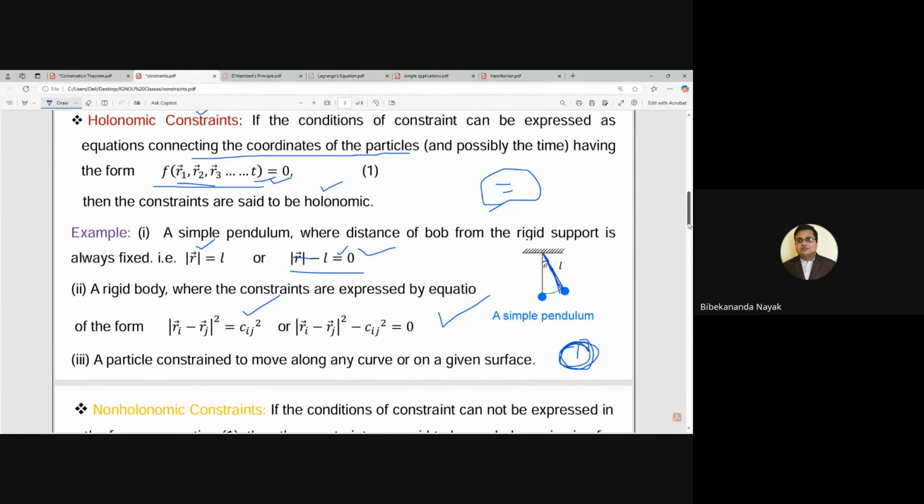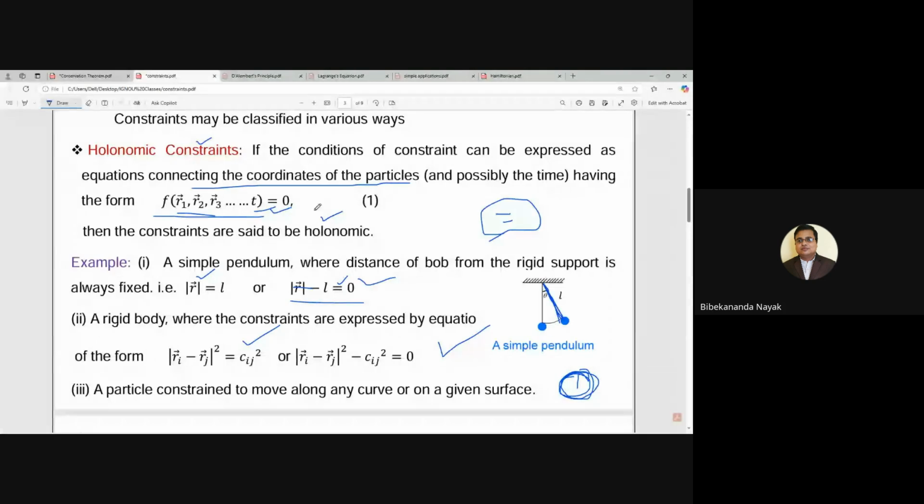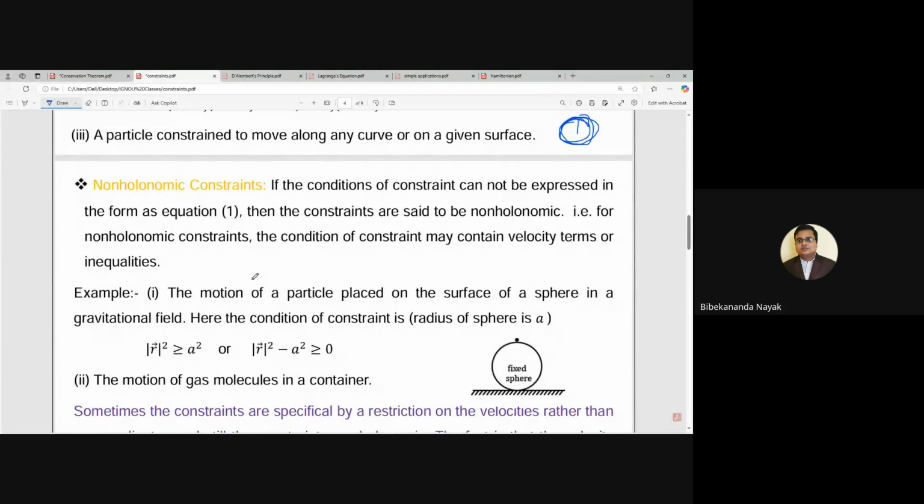Non-holonomic constraint. If the condition of constraint cannot be expressed in the form of equation 1, either there is an inequality sign or there is a constant velocity, then we call it a non-holonomic constraint. For non-holonomic constraints, the condition of constraint may contain velocity terms or inequalities. Clear?